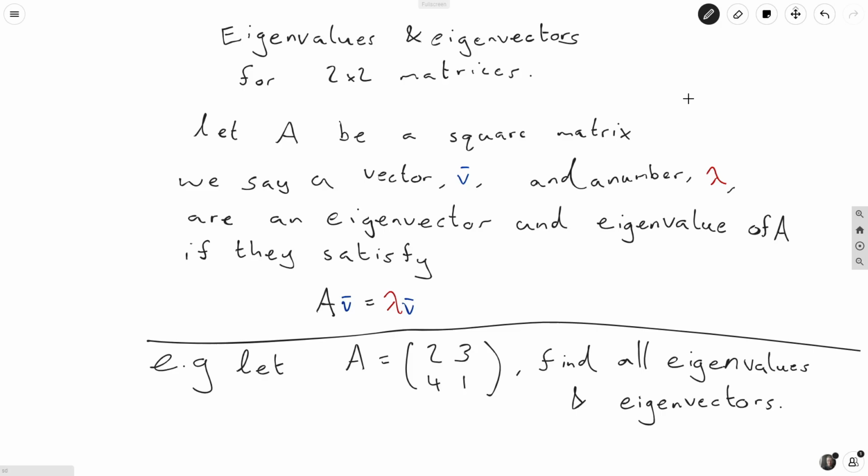Now I just want to make it clear that we can't really use the techniques we've developed so far to solve this problem immediately, because we're able to solve equations of the form A V bar equals some constant using the pivot algorithm and things like that. But we can't do that here because we've got two unknown variables. The vector V is unknown, and this red lambda is also unknown. So we can't just try to do row reductions or anything like that.